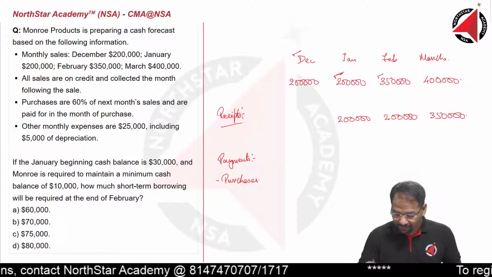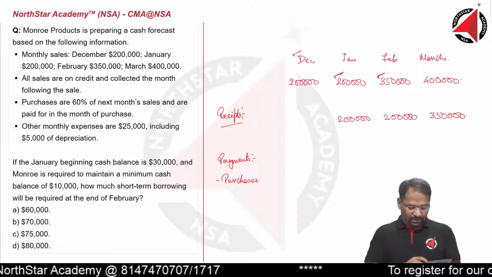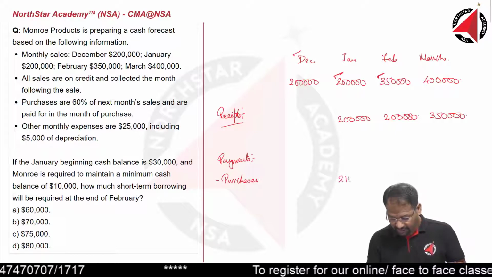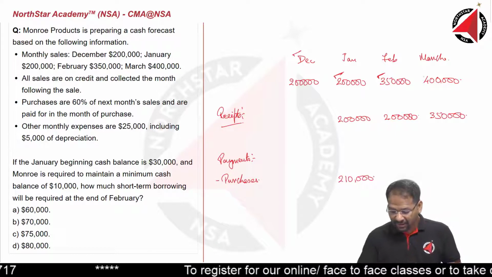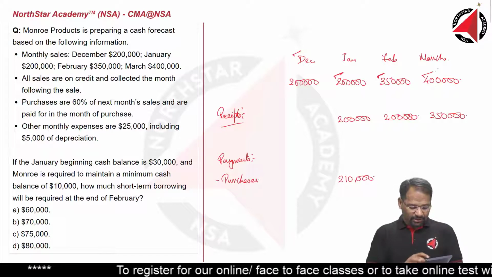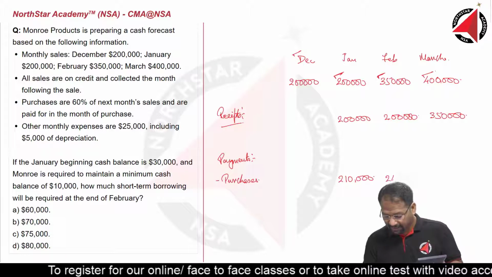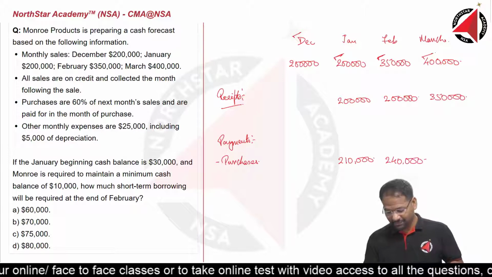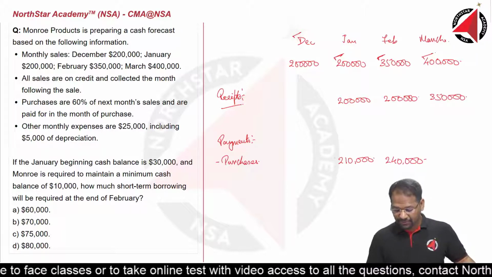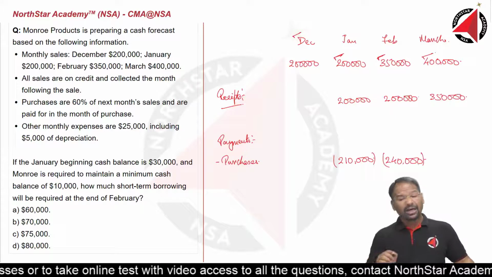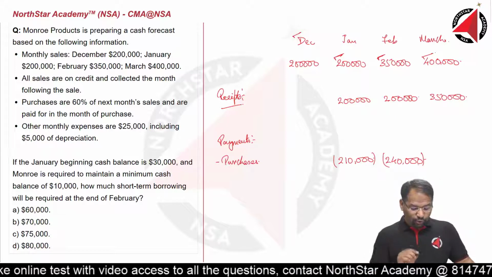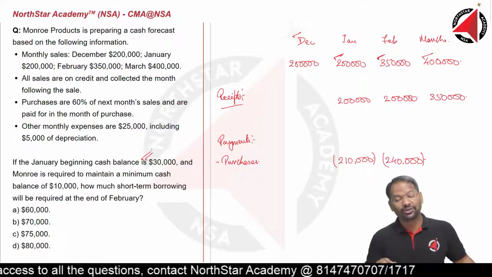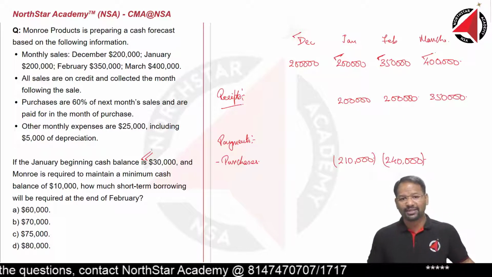So let's start from February. February 350,000 multiplied by 60%. When will it be purchased? In the month of January. How much? 210,000. Similarly, whatever is sold in the month of March, 60% of that will be purchased in the month of February and payment will also be done in the month of February itself. So 240,000. These are the two payments which we are doing in the month of January and February. Why are we starting our calculation from January? Because opening cash balance is given for the January month only. So that's why our calculation has to start from January and not from December.